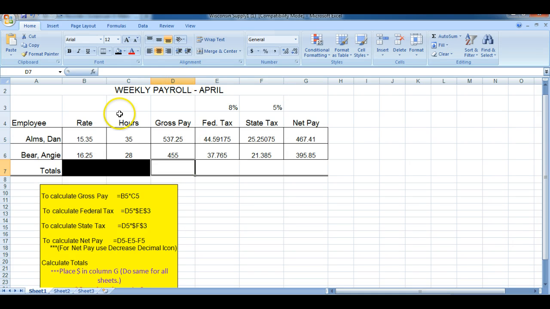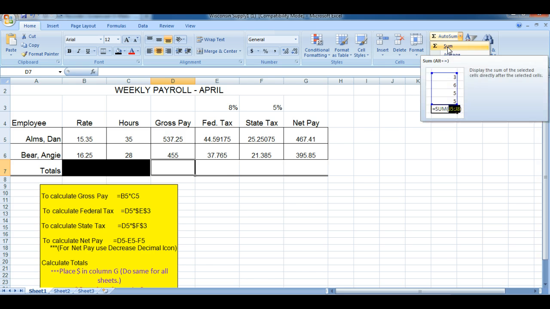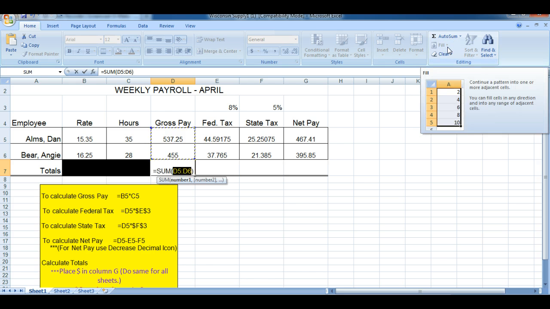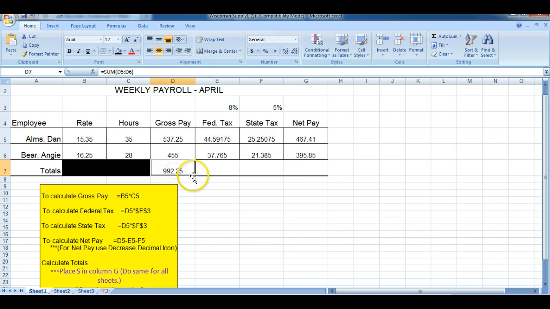Last thing we need to do, go to D7. Use your auto sum because we are adding numbers together to get the total. Enter. Go back to your answer, and you can drag over. And also notice you have those decimal places. I'm going to decrease. Oops. Just make sure you decrease to where you have 2 decimal places after the period.